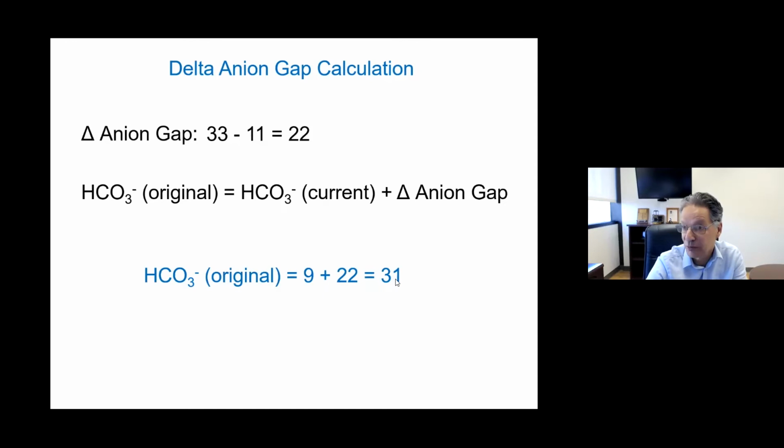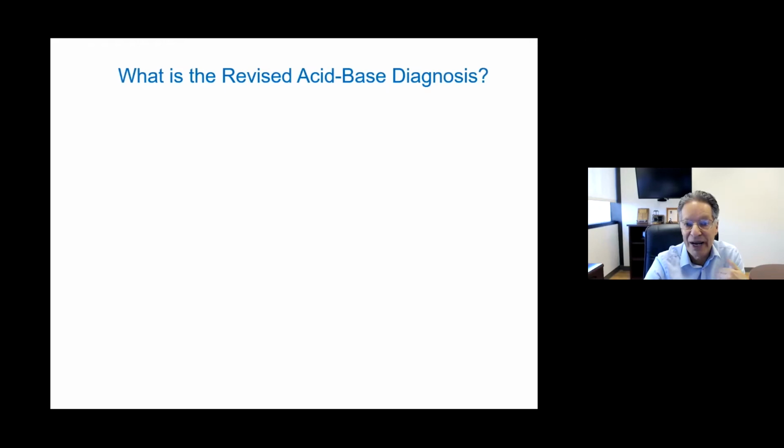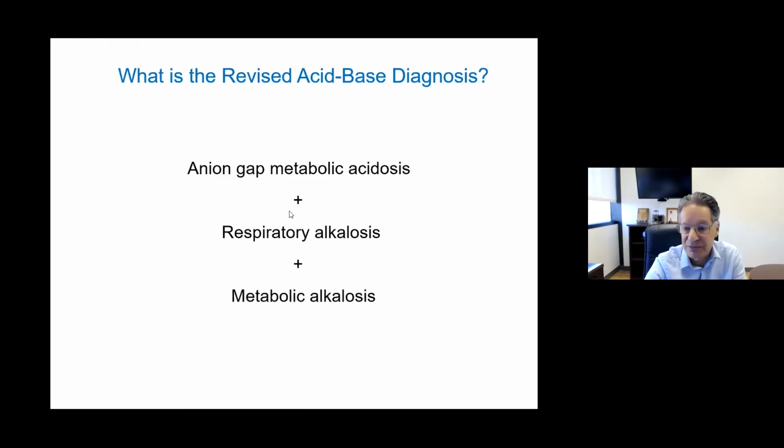Now that's above normality. So we also have to account for why the bicarbonate was 31. And so we have to revise our acid-base diagnosis. And now we come to this conclusion that if the patient had an anion gap metabolic acidosis and a respiratory alkalosis, there must have been another reason for the elevated bicarbonate. So the patient had a metabolic alkalosis, most likely.